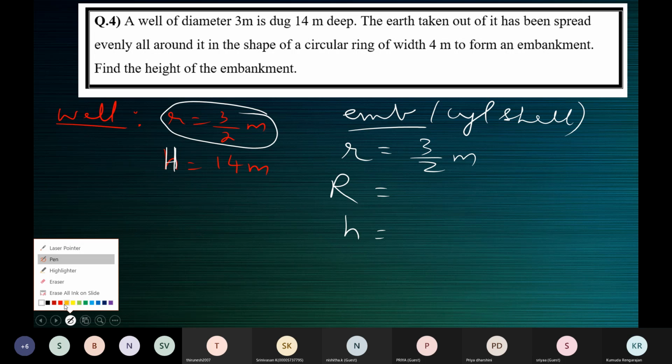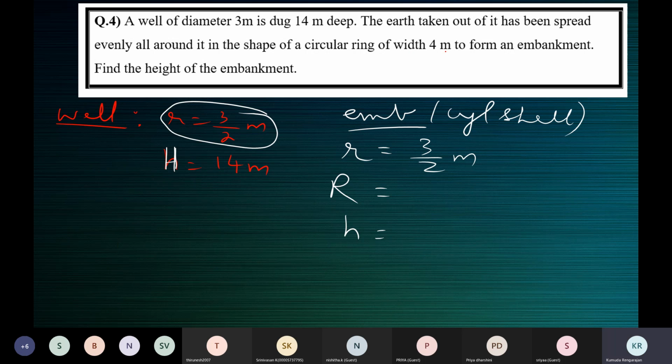It's given that the width or the thickness of the embankment is 4 meters. So capital R is small r plus W. So 4 plus 1.5, which is 5.5. Let me see the next slide. I don't know what I've written. 1.5, right? Sorry. 4 plus 1.5. That is 5.5 meters.